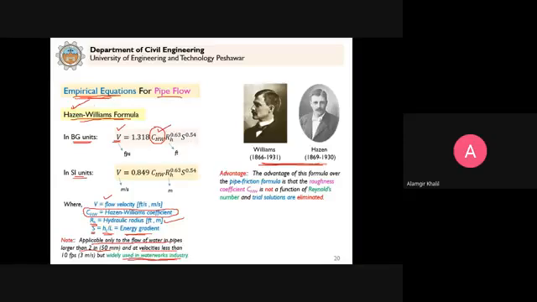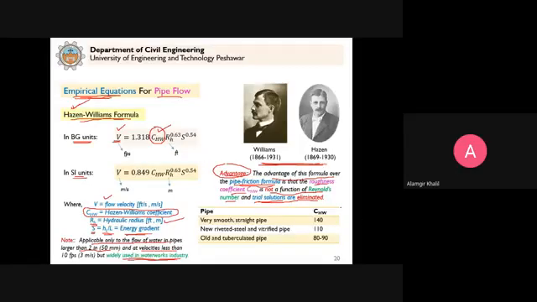So the advantage, as I explained, of this formula over the pipe friction formula, the Darcy-Weisbach formula, is that the roughness coefficient CHW is not a function of the Reynolds number and trial solutions are eliminated. Clear? Because we saw that F, the friction factor in the Darcy-Weisbach formula, was a function of Reynolds number. That's why we face the trial and error solutions. One advantage of this Hazen-Williams formula was that we avoid the trial and error solutions.